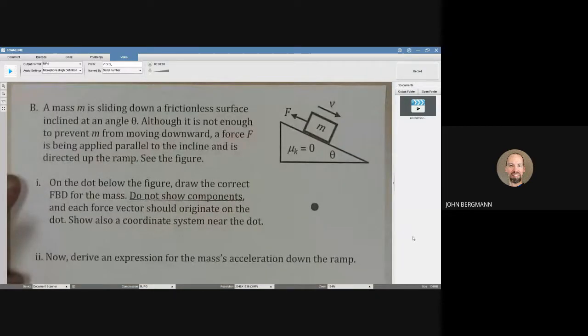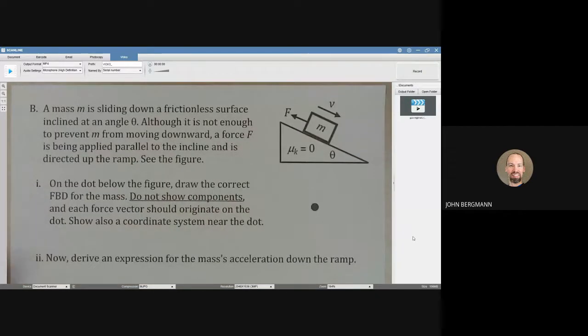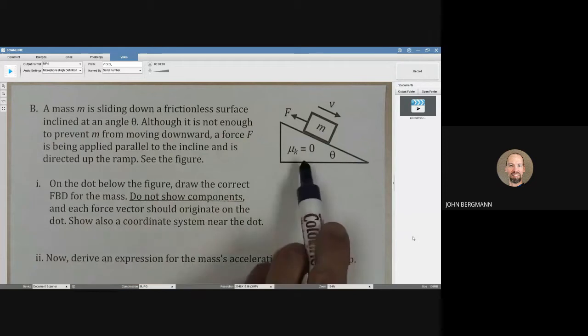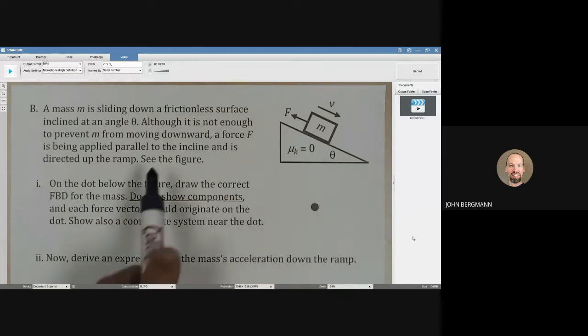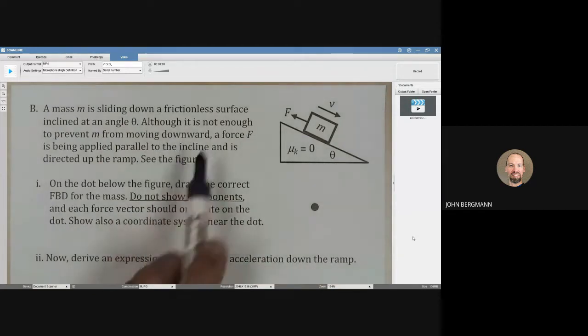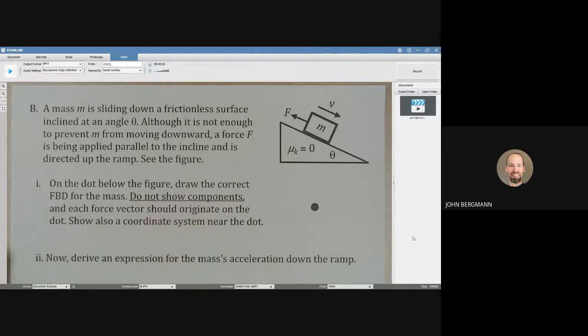So what we have here is a mass that's sliding down a frictionless surface. We can see that mu sub k is equal to 0 here in the problem, and the angle of incline is theta. It says it's not enough to prevent m from moving downward, but we have a force F that's being applied parallel and directed up the ramp, trying to slow this mass down. It's unsuccessful at fully stopping it, but it's directed in that direction.